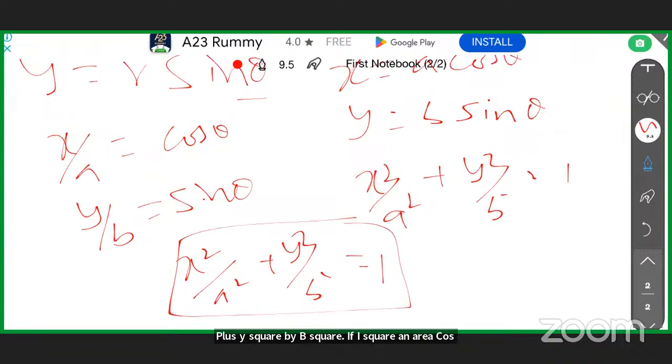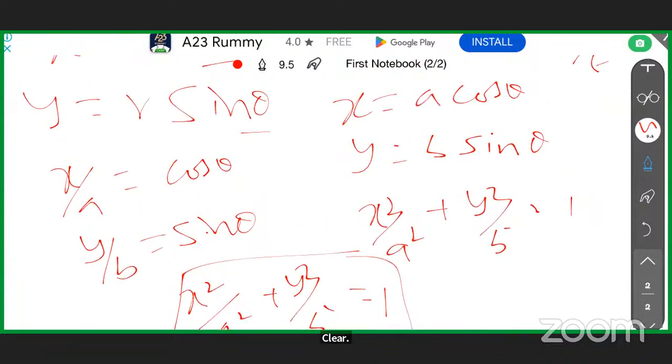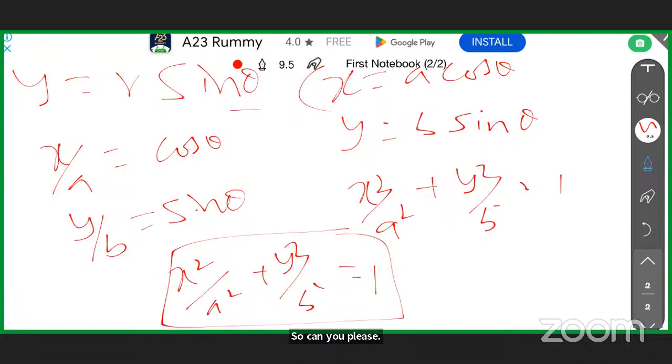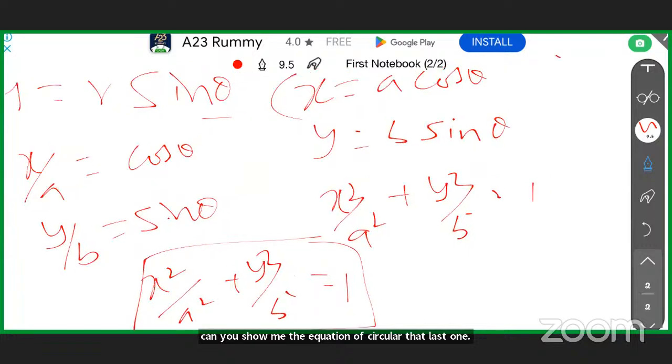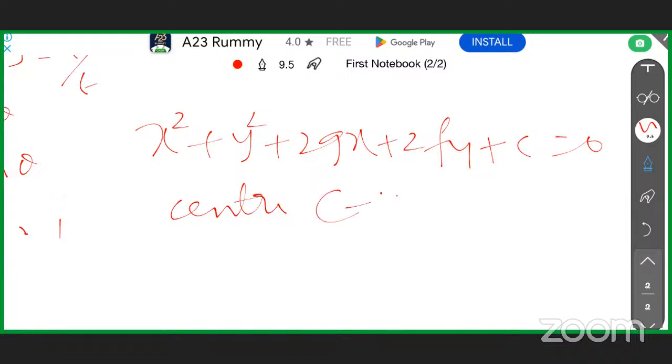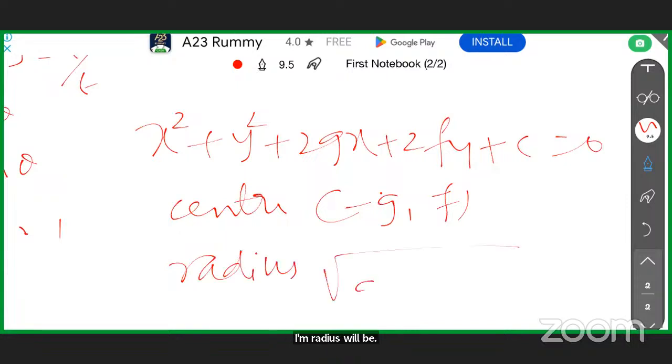Sir, can you show me the equation of circle, that last one? I will note it. x square plus y square plus 2gx plus 2fy plus c is equal to 0. The center will be minus g comma minus f, and the radius will be root of g square plus f square minus c.